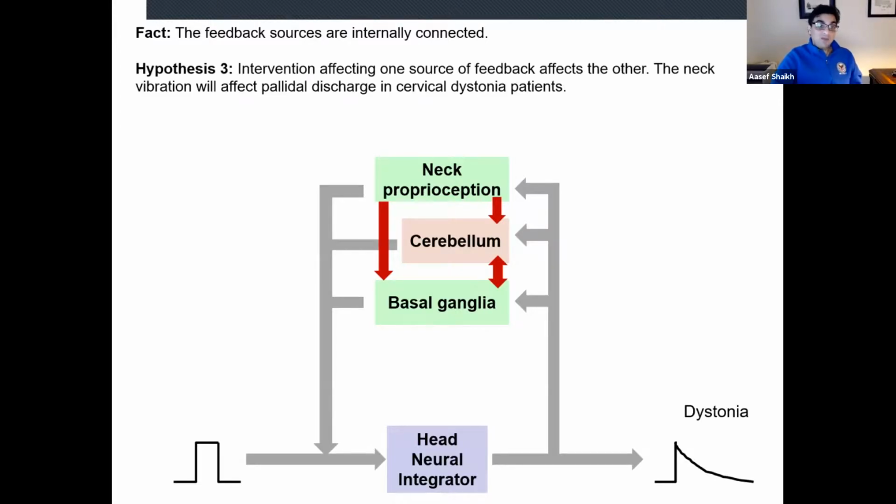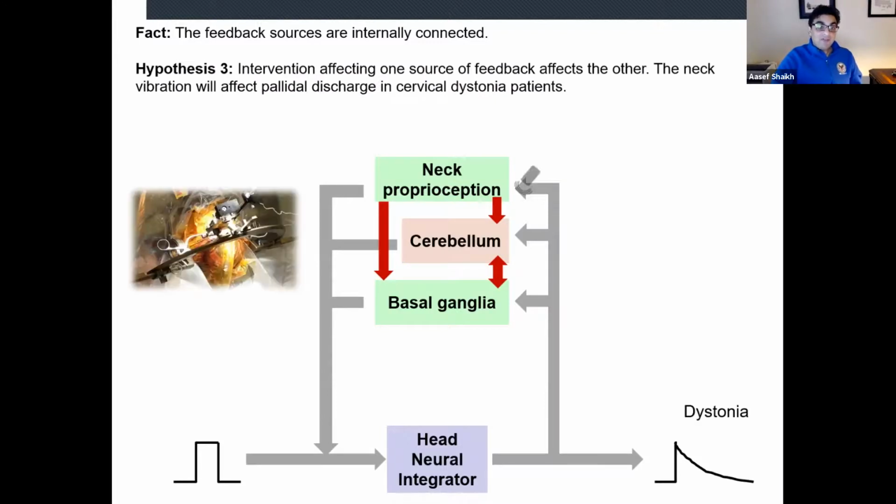So then we asked, if I vibrate the neck of people with cervical dystonia, do I see any changes in the basal ganglia? Because this is connected, right? So if I change anything in the proprioception, can I capture that response from the basal ganglia if the feedbacks are connected with each other? So what we did, we recorded the cells from the basal ganglia. This paper, we are working on publishing right now, so it will soon come out.